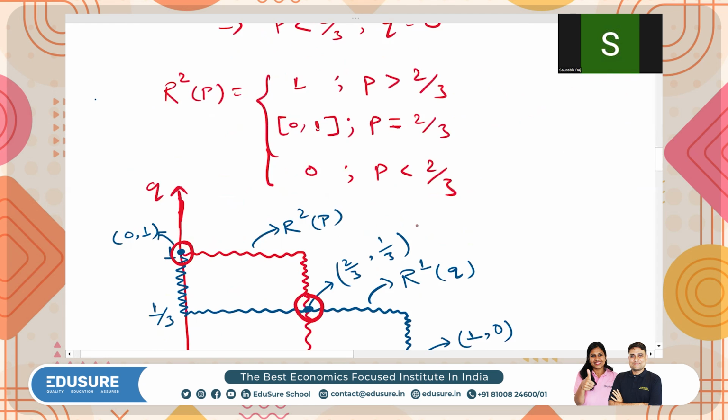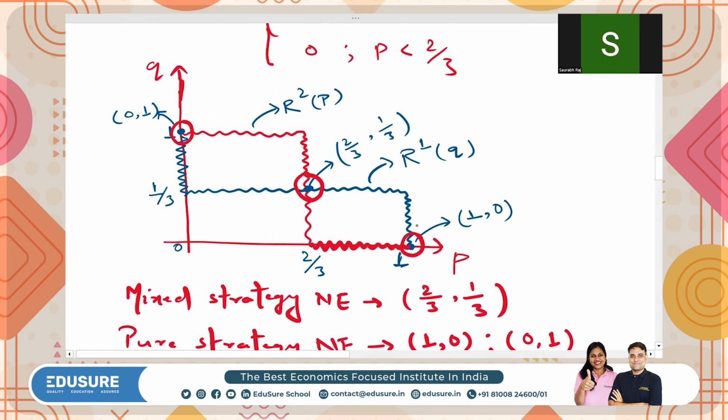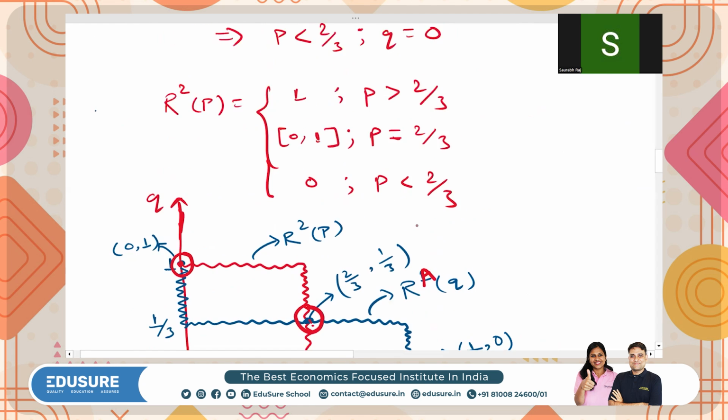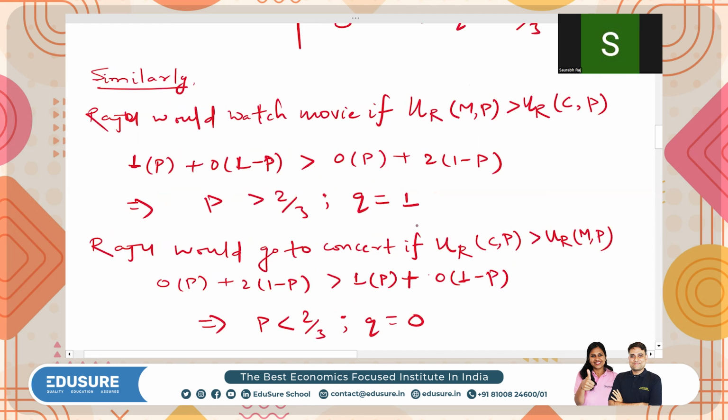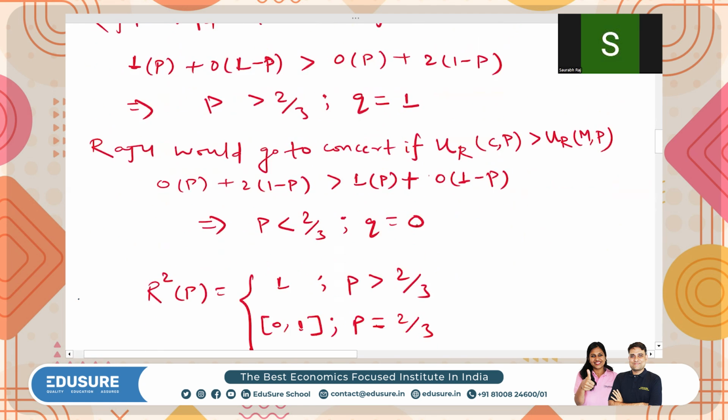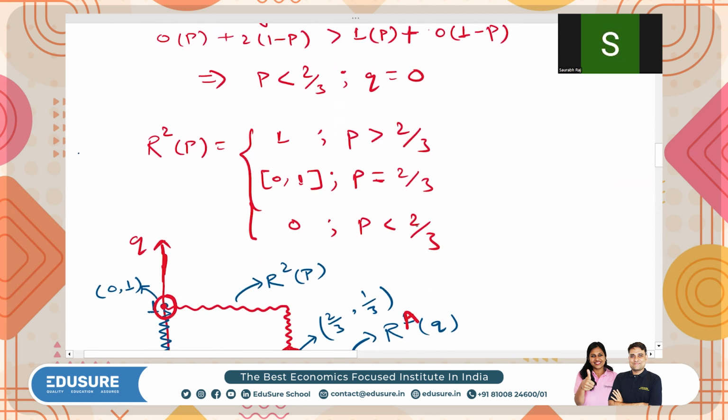Okay, so we will draw the graph for Aditi. It will be RA. This is the maximum probability which is attached with RA, and this is the minimum, that is 0. And we have this 2 by 3. Okay, so we have drawn the graph. Similarly, we will figure out the best response curve for Raju. The conditions are given here, and we calculate them in the same manner. So if you look at Raju's best response curve, it will look like this.